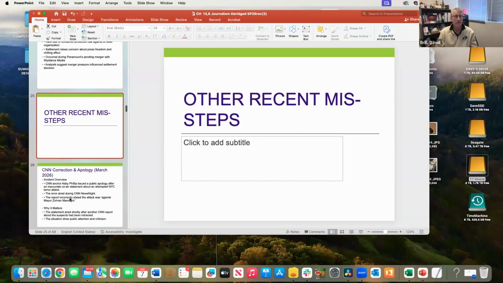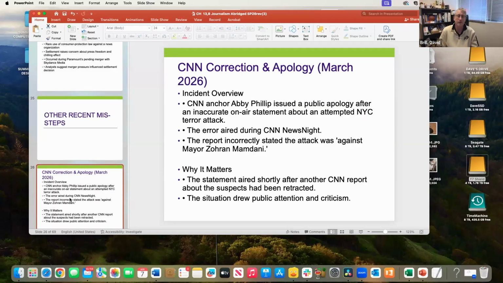Other recent missteps. This was just like a month ago or so. This one was a little more straightforward, I think. Well, I definitely had a particular problem with this one, just because I think it was so misleading. There is a CNN anchor by the name of Abby Phillip who issued a public apology after an inaccurate on-air statement about an attempted New York City terror attack.